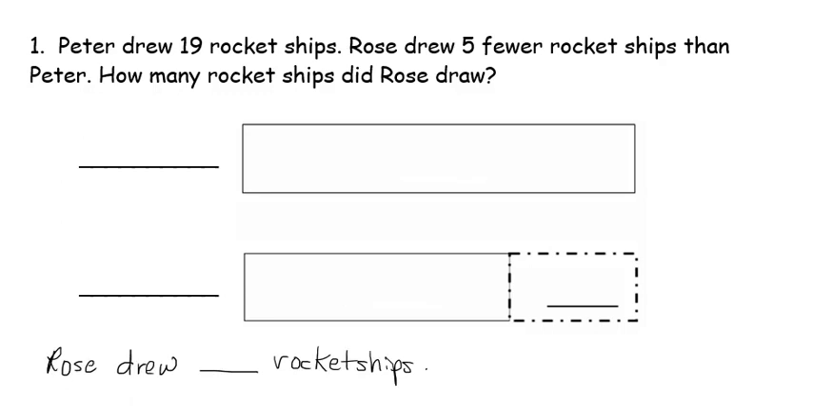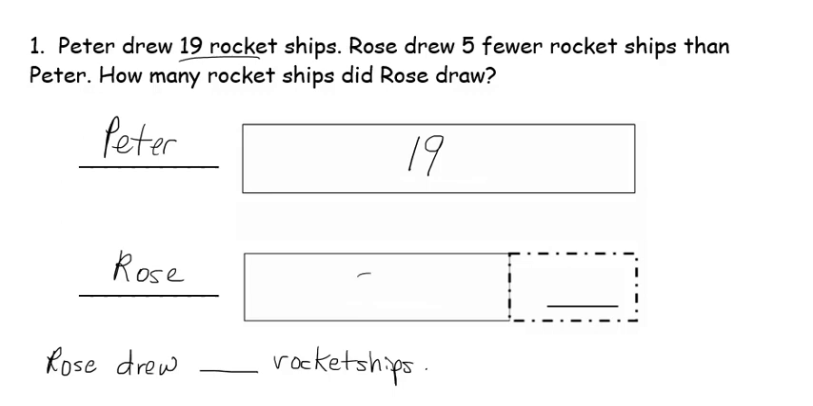Now I have my two tapes drawn for me and I have to figure out which is Peter's and which is Rose's. It says Peter drew 19 rocket ships. Rose drew 5 fewer rocket ships. So I know that Rose's tape will be smaller than Peter's. That means that Peter has the top tape and Rose has the bottom. And what else do we know? We know that Peter drew 19 rocket ships. So we'll put 19 here.